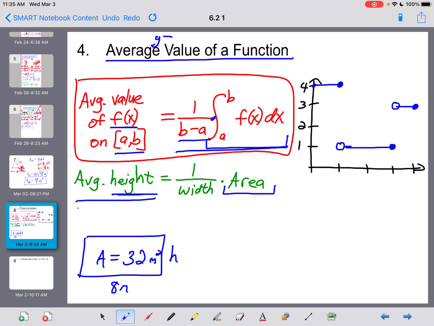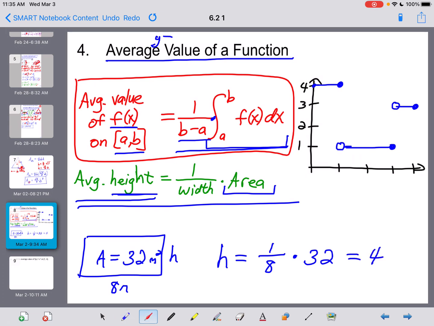But essentially, if we were to follow this formula, that's what we're doing in a slightly more technical way. Height is equal to 1 over the width, which is 8, multiplied by the area of that rectangle, which is 32. 1 over 8 times 32 is the same thing as 32 divided by 8, and that's going to get you 4. And with units, that was 32 square meters, but the width was 8 meters. So you're effectively taking square meters divided by meters and getting meters for the average height of this figure.